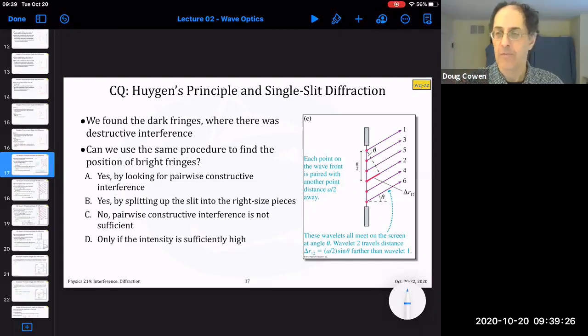So the procedure we followed was we set this delta R, shown over here, delta R12, equal to a half of a wavelength, and then 3/2 of a wavelength, and so on. And by doing that, we got pairwise destructive interference. So the question is, can we use a similar procedure where instead of setting delta R equal to lambda over 2, we set it equal to lambda? Would we then get an expression for the positions of the bright fringes?